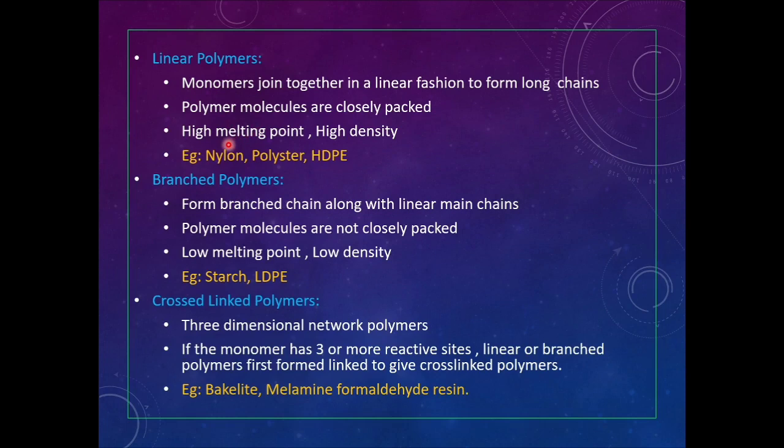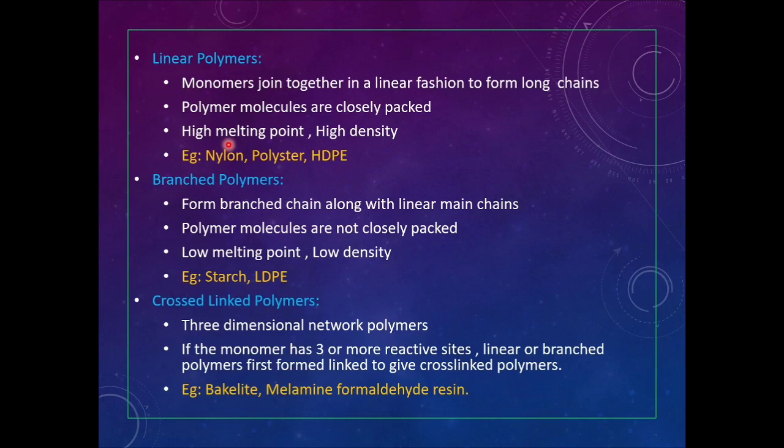Now the second one is branched polymers. Now what are branched polymers? They form branch chains along with the linear main chains. Branched polymers will have branch chains along with linear main chains, and these polymers are not closely packed. Branched chain polymers are not closely packed, so that's why their melting point will be low and also density will be low. Examples are starch and low density polyethylene. So these are two examples of branched polymers.